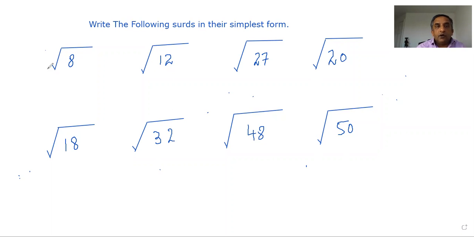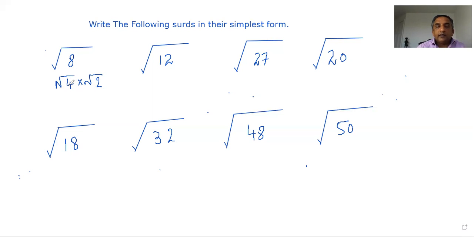So square root of 8, how can we simplify it? Square root of 8, we can split 8 into two parts: square root of 4 times square root of 2, right? It's the same thing. Square root of 8 means square root of 4 and 2, because when you multiply them, you get 8 back. So it's the same thing.